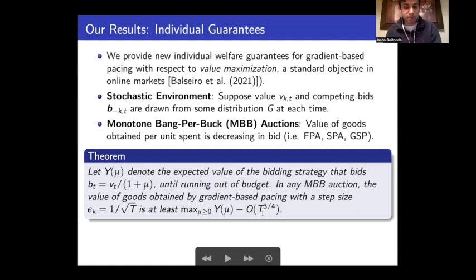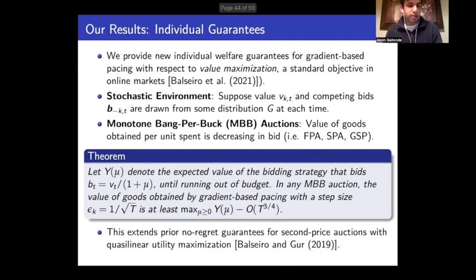In particular, this is vanishing on average if you average over time. And so what I want to say is this is giving some new individual guarantees for value maximization that extends prior no-regret guarantees for second price auctions with quasi-linear utilities. In particular, we extend it to any MBB auction. And this is for the goal of value maximization, which is also a very important objective.